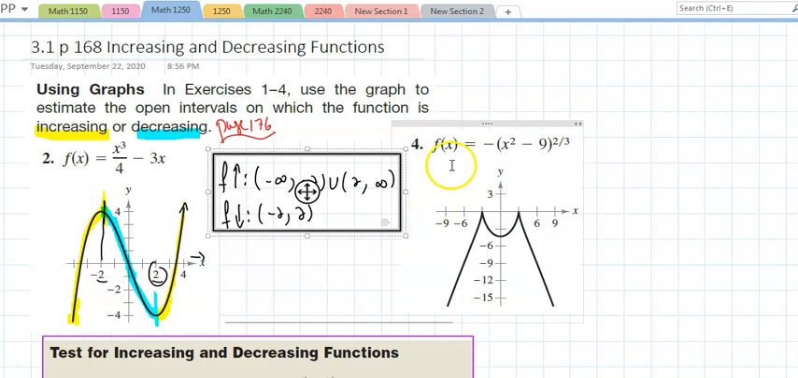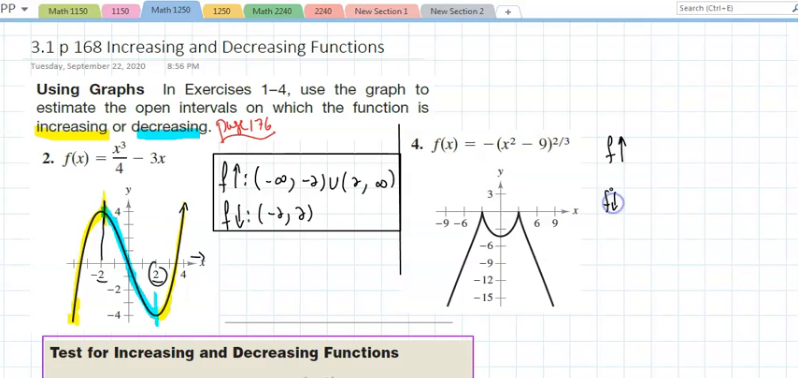If I look at number 4, well, it's the same kind of idea. If I read this graph left to right, I want to know where f is increasing and where f is decreasing. Well, left to right, it seems I'm going up from negative infinity all the way to this point. Do you see that this is negative 6, negative 9? They're moving in threes along the x and the y in this case. So f is increasing from negative infinity to negative 3.